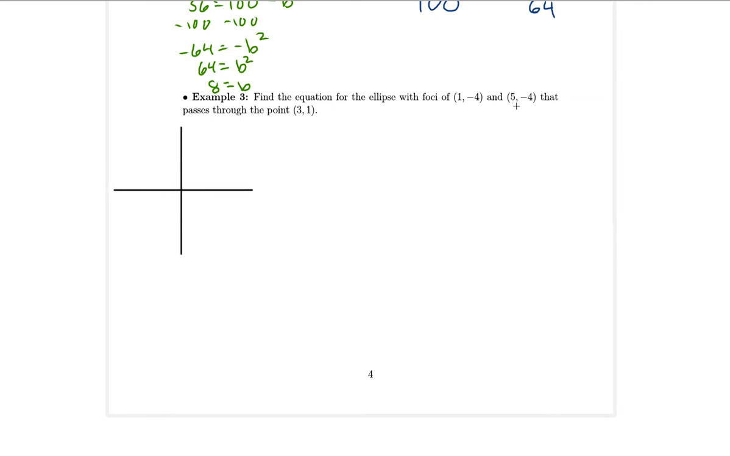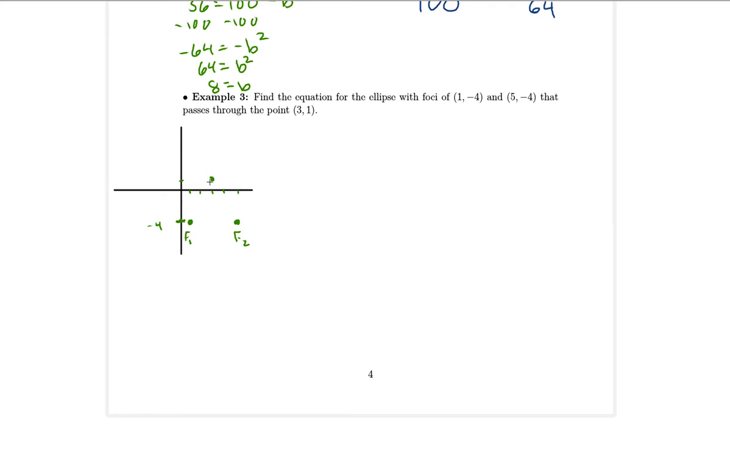So we got these 2 points, both at y equals negative 4. So just go ahead and call that negative 4. And we're at (1, negative 4) and (5, negative 4). So 1, 2, 3, 4, 5. So we got these 2 points here. Now these are foci, right? This is focus number 1. This is focus number 2. And then we have this other point, (3, 1). So that puts us right about there. Okay, the point (3, 1).